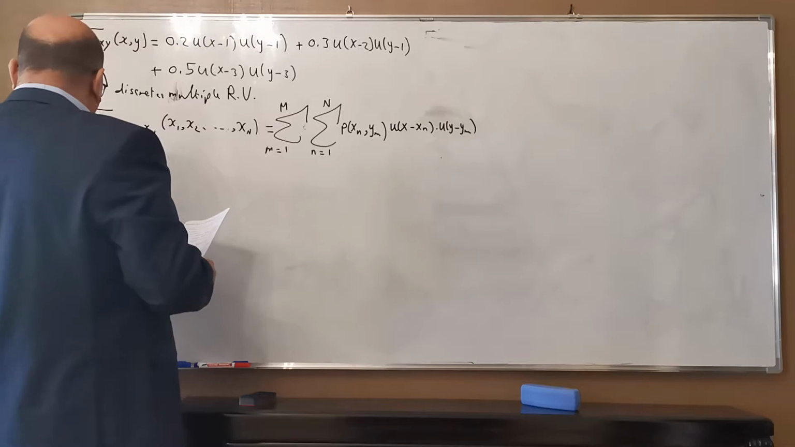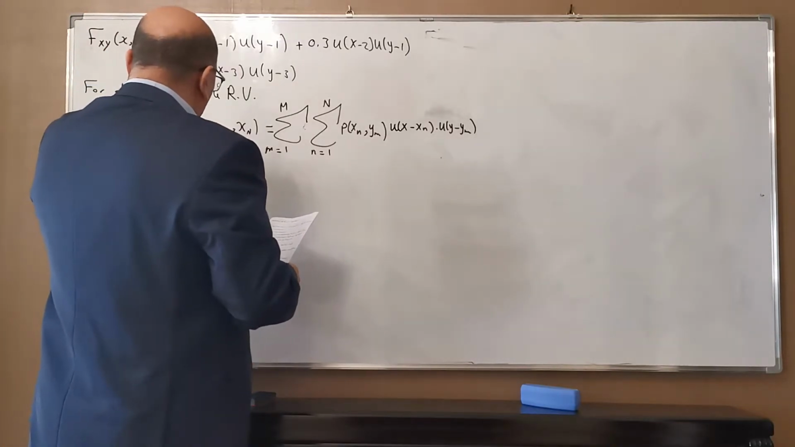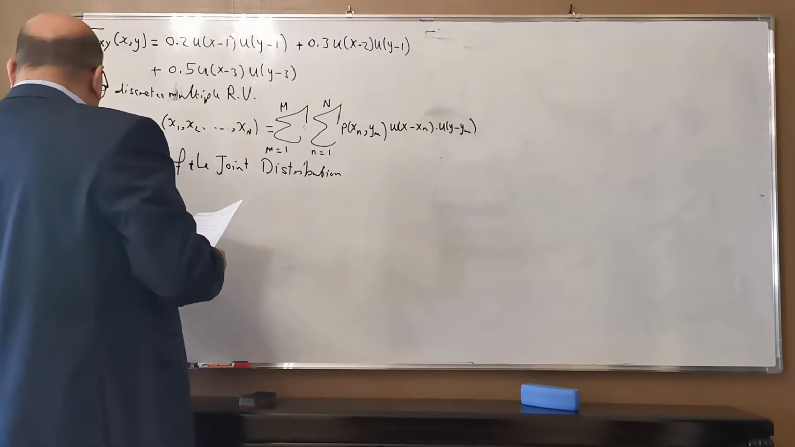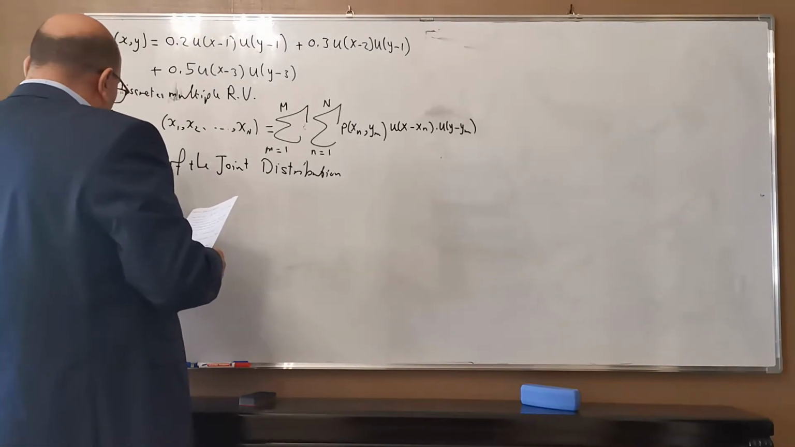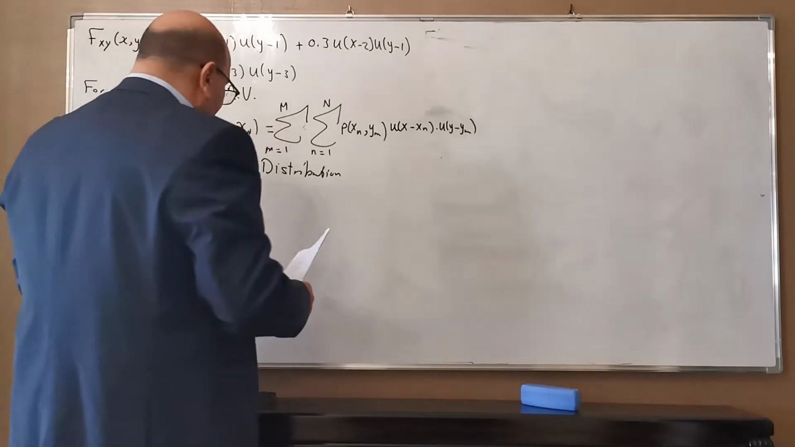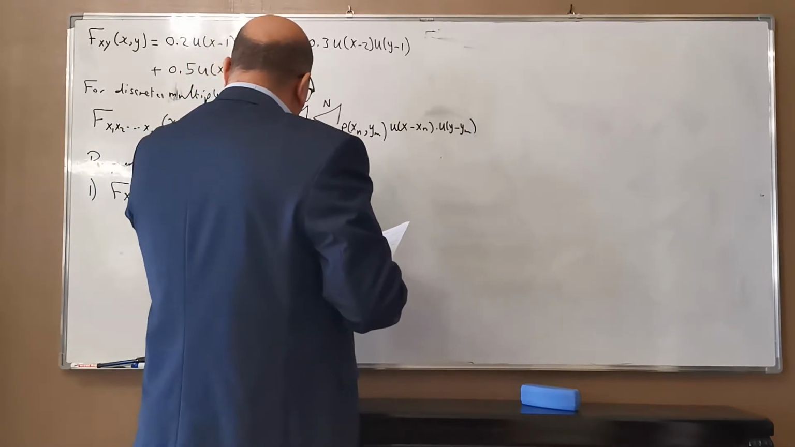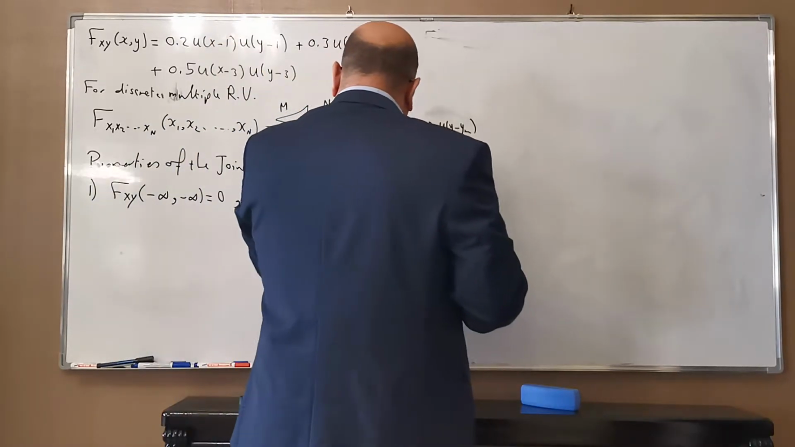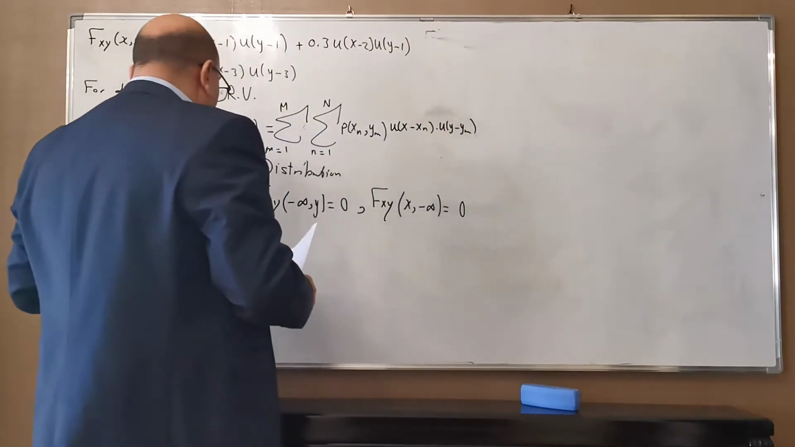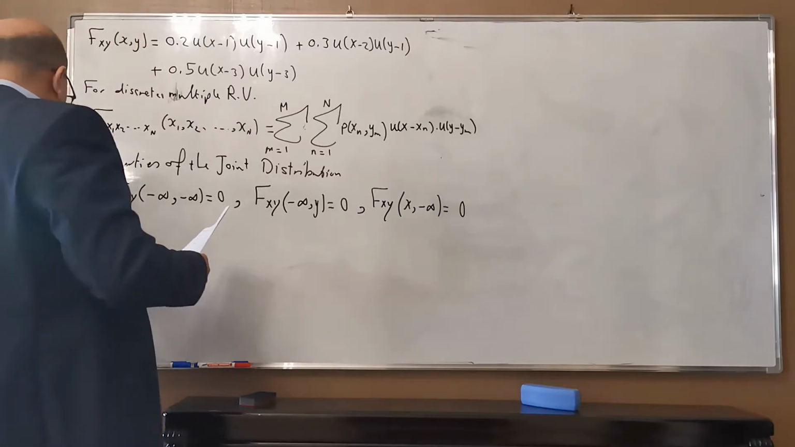Okay, so what are the properties of the joint distribution? The first property is that Fxy of minus infinity and minus infinity should equal 0. You know, this is like a direct extension, but not only this one. Fxy of minus infinity and any y should also equal 0. And Fxy of any x and minus infinity in y. So if you go to the minus infinity corners, from x, from y, or from both, you should start from 0.